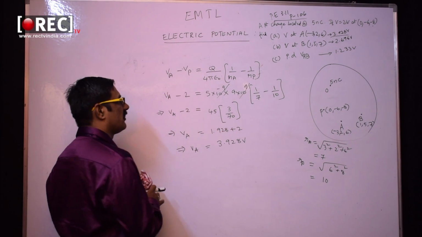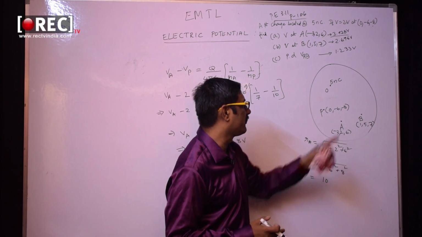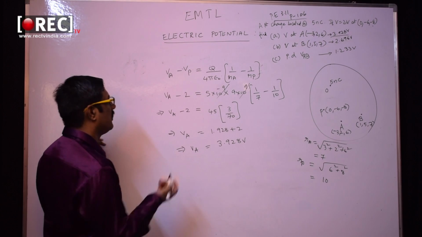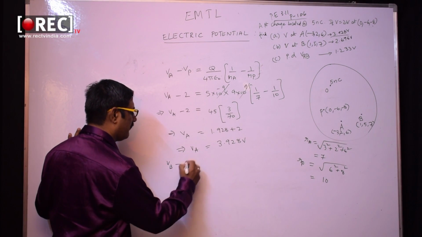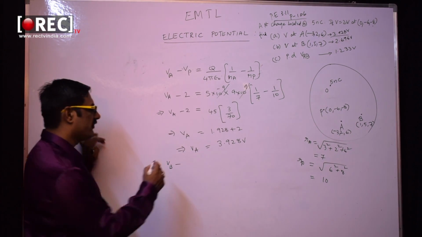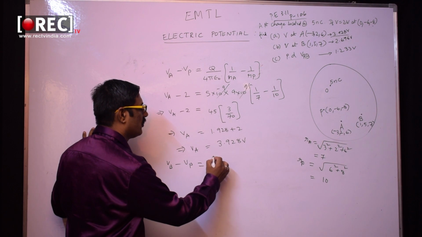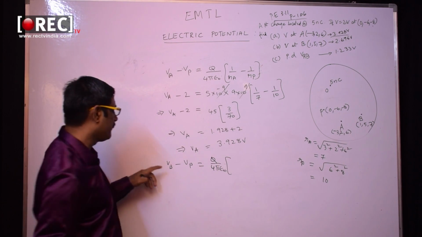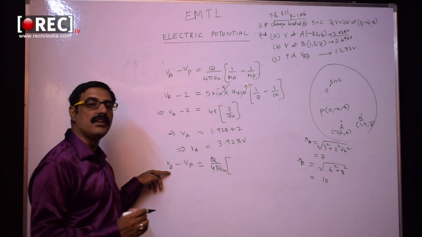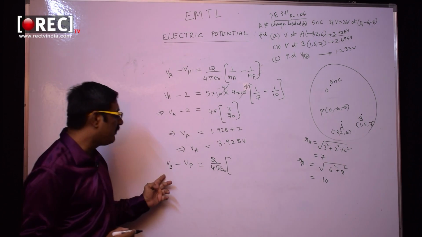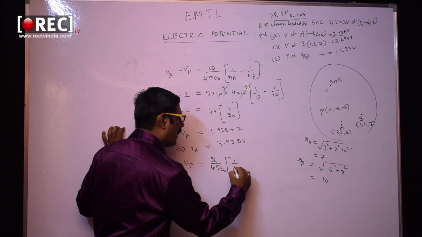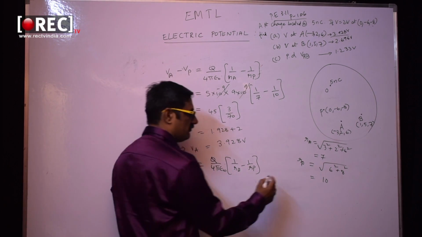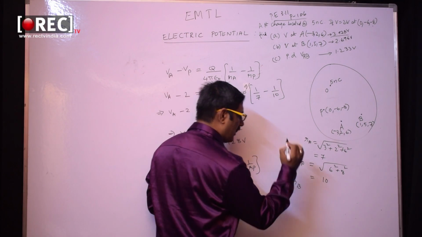Now let us determine, on the same lines, the potential at the point B. If I apply the same logic here, for getting Vb I am using Vb minus Vp equals Q by the same expression. The only change, since we are taking Vb minus Vp, is 1 by Rb minus 1 by Rp. Now how to determine Rb is the next question.